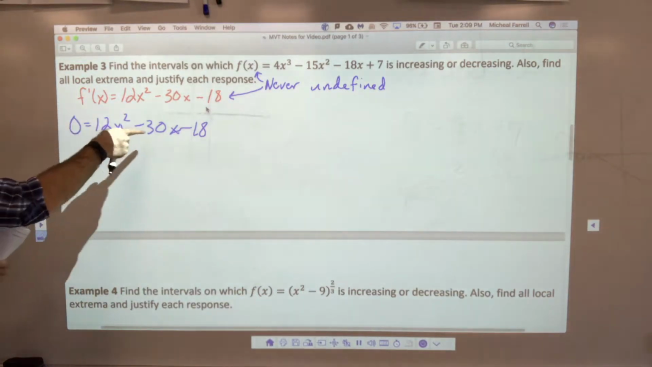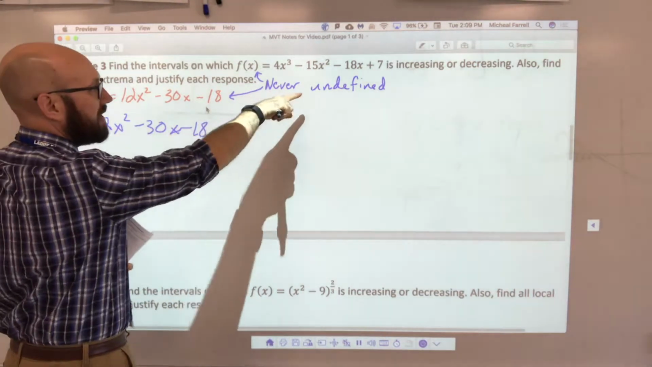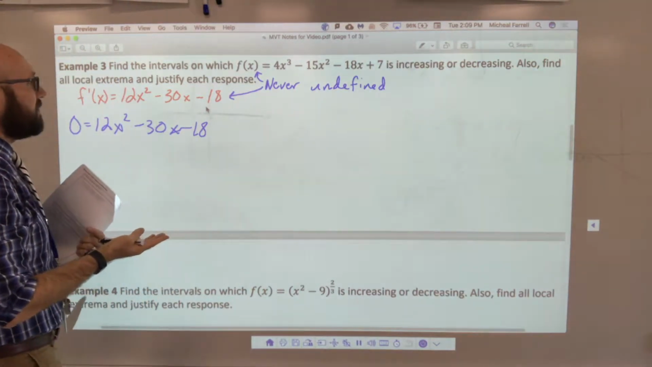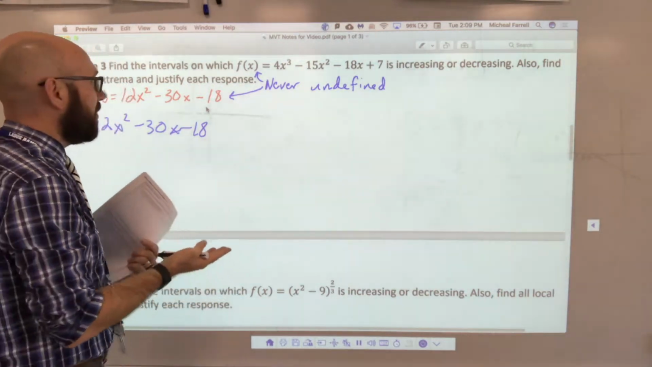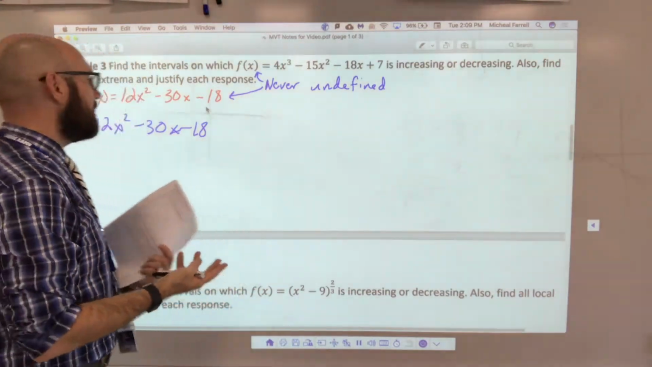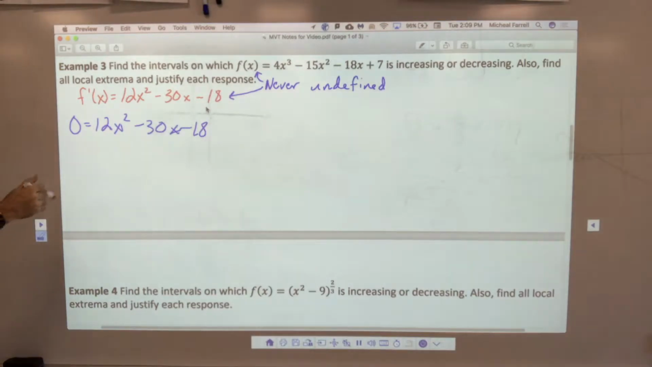We're going to set the derivative equal to 0. First thing we're going to point out is that neither one of these functions is ever undefined, so we never have to worry about where the derivative is undefined, or whether we have any discontinuities in f of x that we should be aware of. So first thing we'll do is start factoring this out.